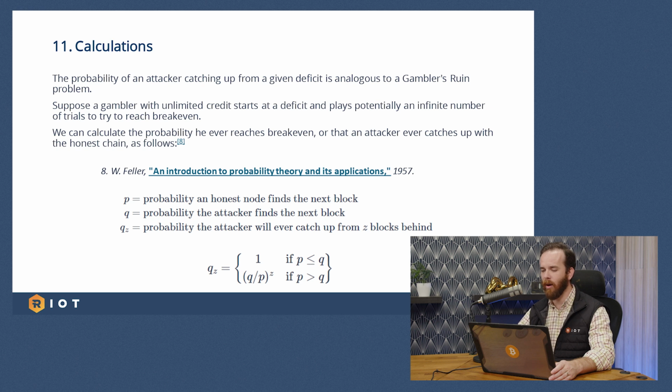We can calculate the probability he ever reaches break even, or that an attacker ever catches up with the honest chain, as follows. So here he has an equation explaining kind of what the probabilities are of the honest node and the attacker node finding the next block, and the probability of catching up given those two. And basically, you're talking about what is the relative market share of the honest nodes in terms of hash rate versus the dishonest ones.